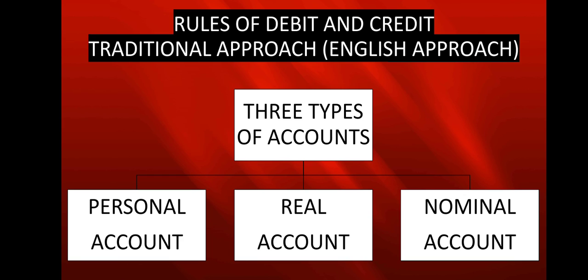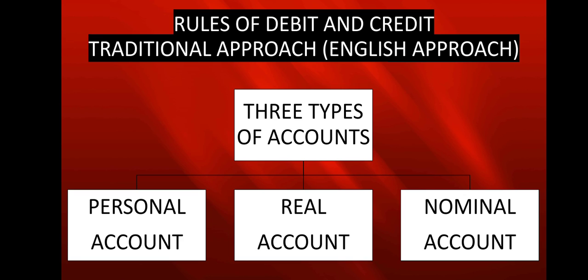All these belong to real account. Initially, the most importance was given to the assets, properties, and at later stages they considered even liabilities and capitals to be real accounts. And the last type is nominal account. Nominal accounts are those accounts related to expenses and losses that a business incurs and incomes and gains which a business earns in the course of a business.